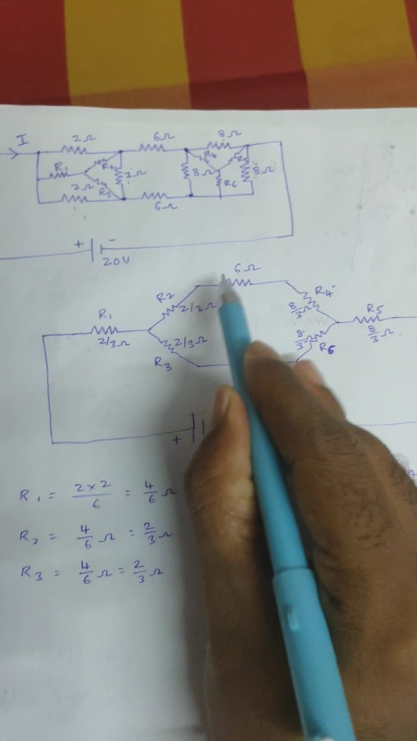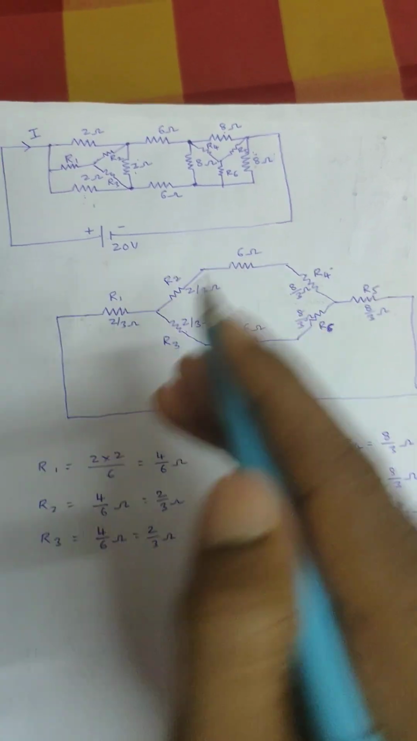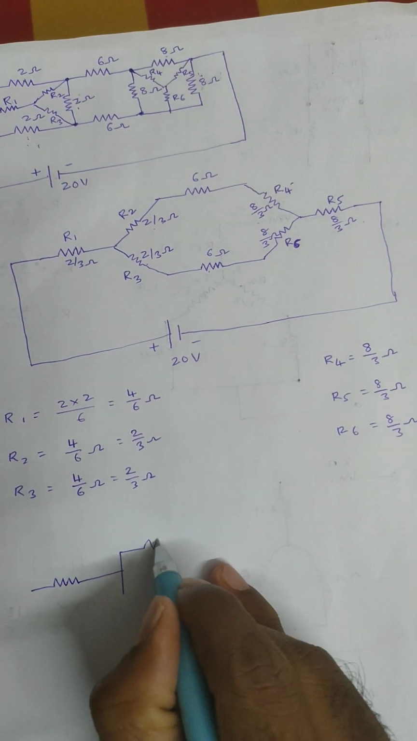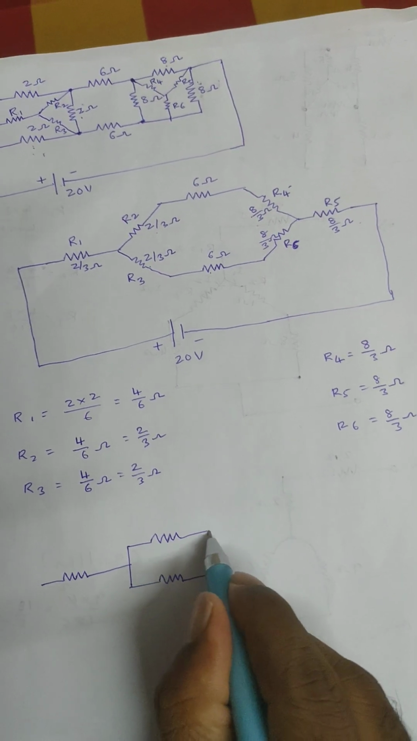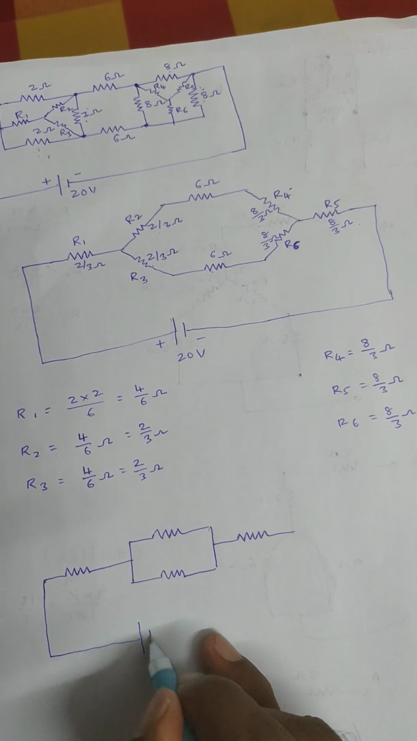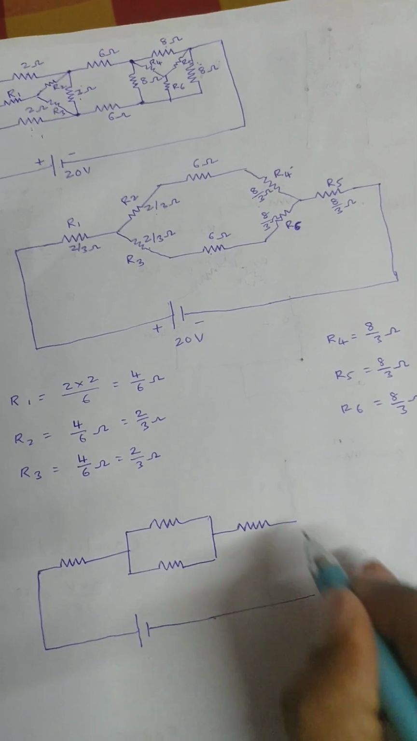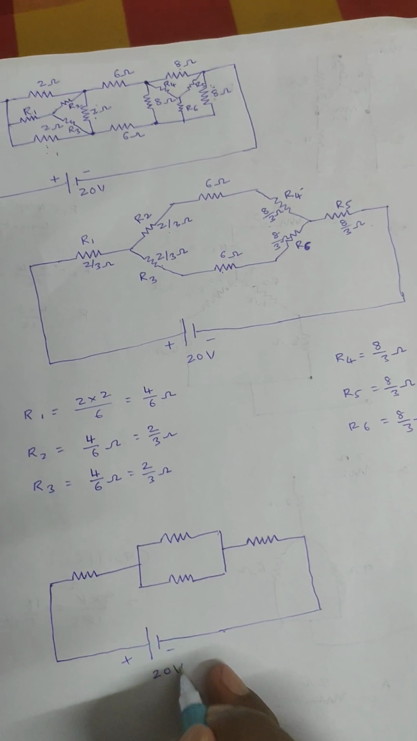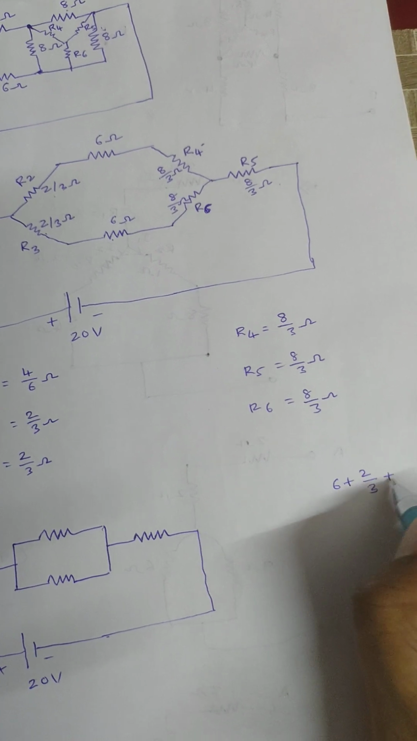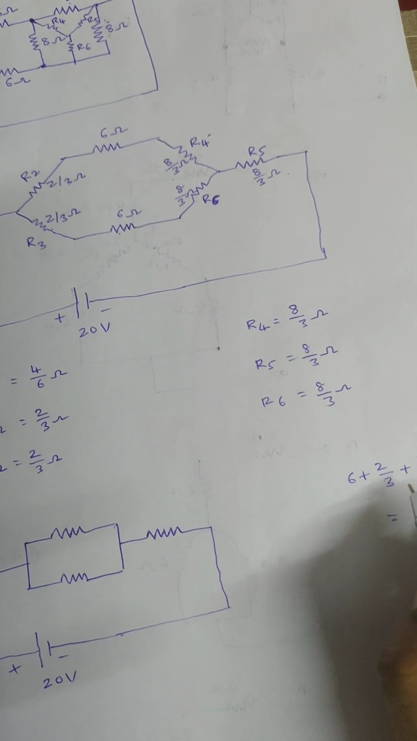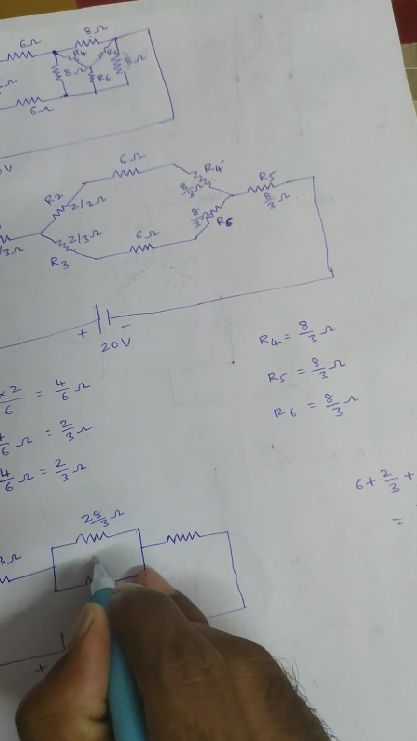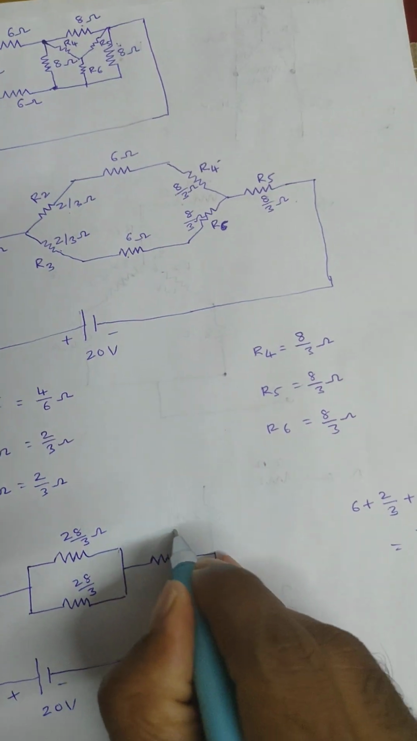Now see here, 2 by 3 and 6 and 8 by 3 are connected in series. This 2 by 3 and 6 and 8 by 3 are also connected in series. Then the resultant circuit will be like this. Minus plus 20 volts, 2 by 3 ohms. 6 plus 2 by 3 plus 8 by 3, right? LCM will be 3: 18 plus 10, 28, so 28 by 3. This is also 28 by 3, and 8 by 3 ohms.